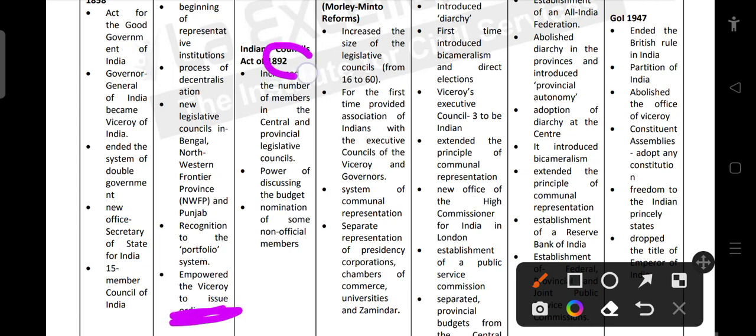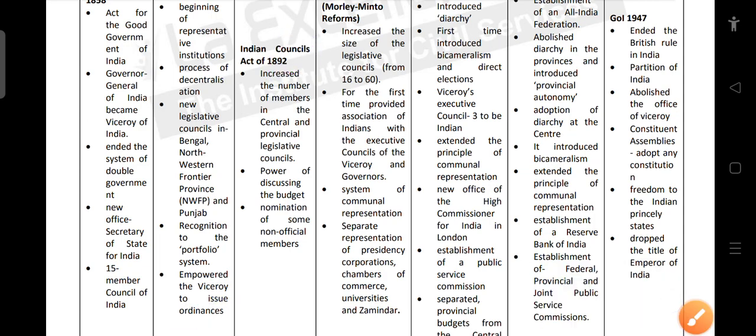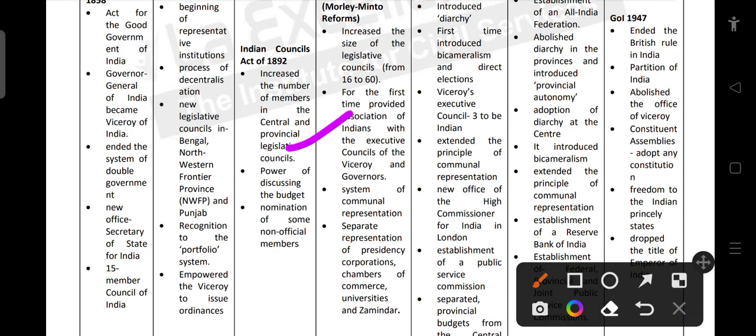Then ICA 1892: increased the number of members in the central and provincial legislative councils, gave the power of discussing the budget, and allowed nomination of some non-official members.